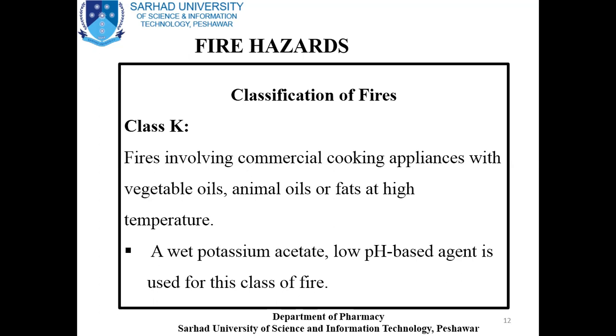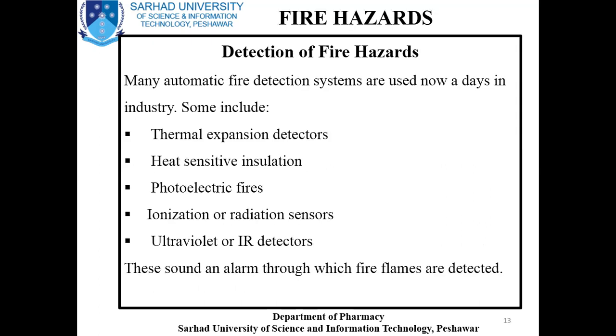Sources of relevant class of fire, and how to control these types of fire. Mostly fire extinguishers are used, but in class K, wet potassium acetate or low pH based agent is used for this class of fire, that is class K.